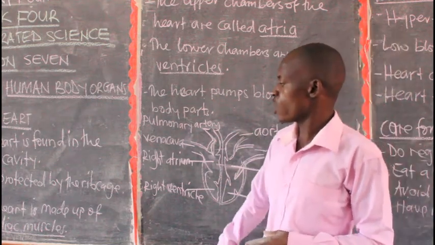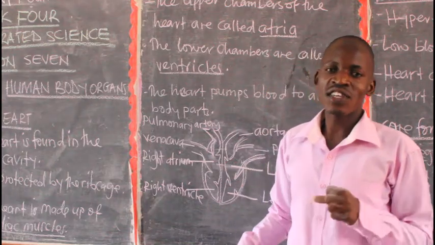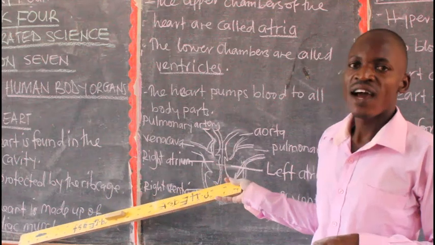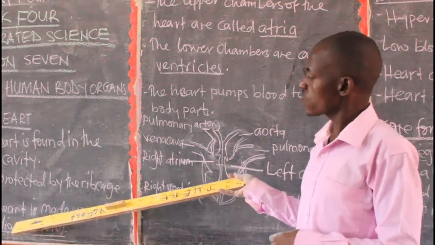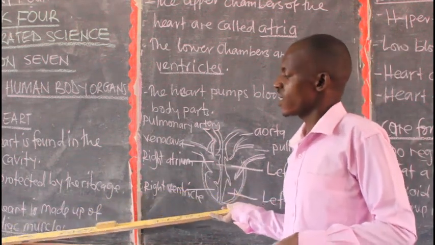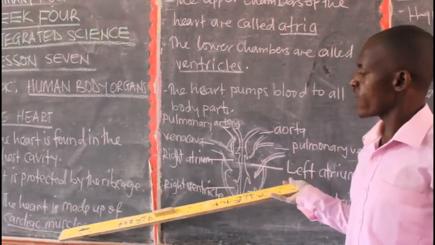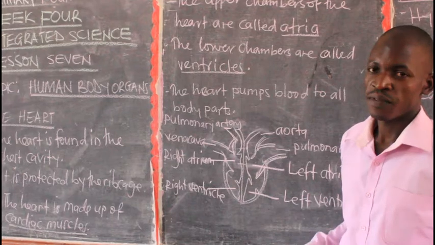The heart is made up of muscles. These tough muscles, we call them the cardiac muscles. This word is read as cardiac. So the heart is made up of the cardiac muscles.